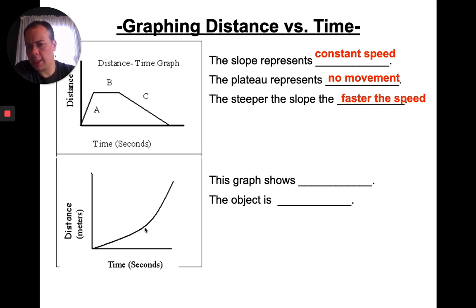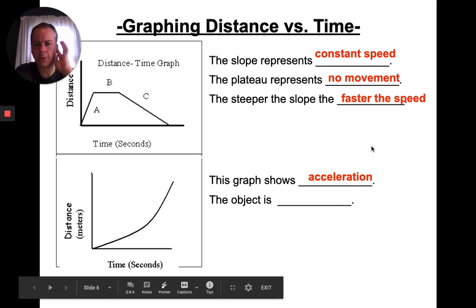But then as we get to this section of the graph, the line is curving and what's starting to happen to it? It's getting steeper. So here we have an object moving at a constant speed. For a while the line curves and gets steeper, and then it continues at the steeper slope. So this graph shows acceleration in this area. It went from a slower speed to a faster speed. The object's speeding up.